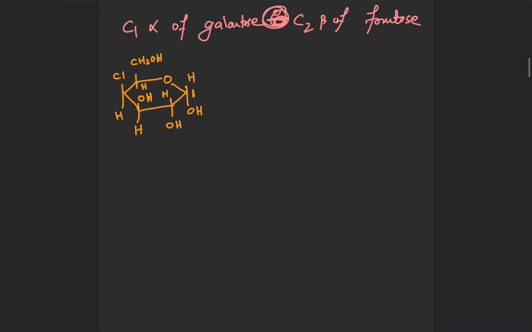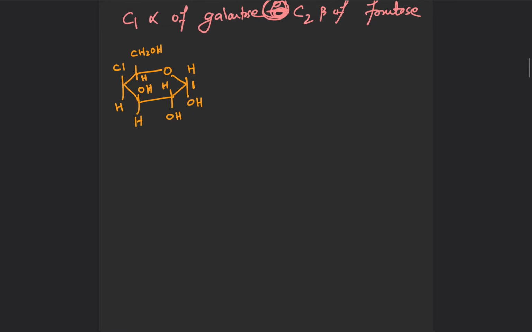And let's draw beta fructose, which is this OH, CH2Cl, OHH, HOH, CH2Cl and H, and this is the second carbon. So there is a glycosidic linkage between C1 and C2, C1 in alpha galactose and C2 in beta fructose.